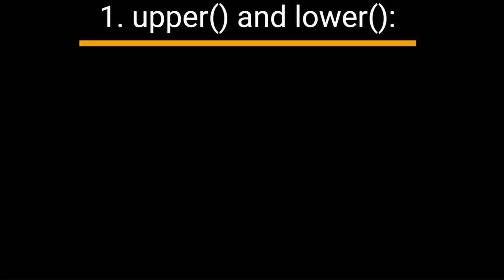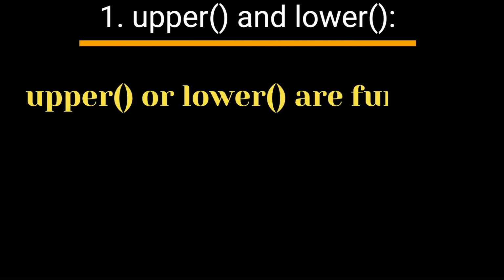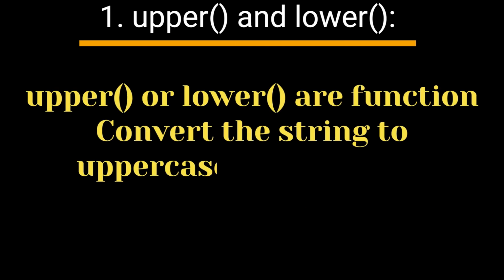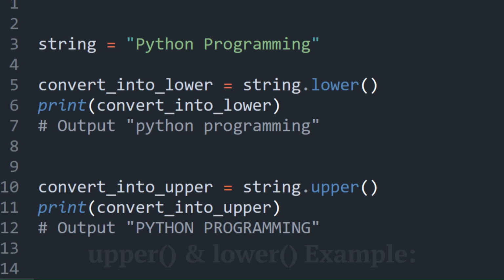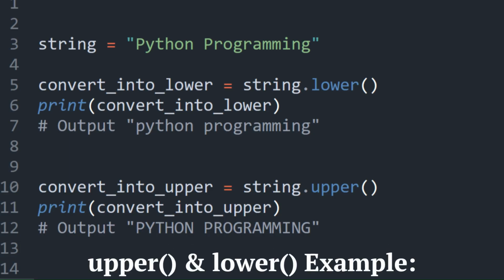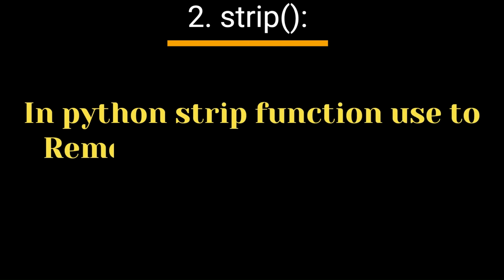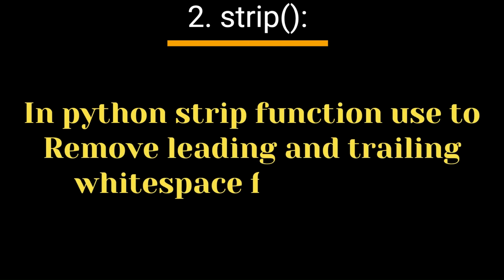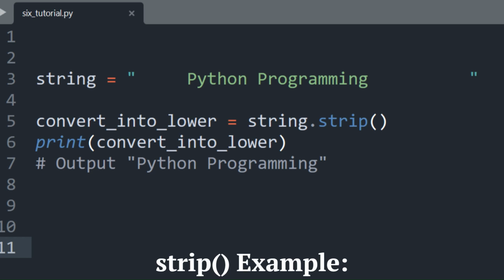1. Upper and lower function. Upper or lower functions convert the string to uppercase or lowercase in Python. Here is the example. Run the Python file to see the expected result. 2. Strip. In Python, the strip function is used to remove leading and trailing whitespace from a string. Here is the example. Run the Python file to see the expected result.